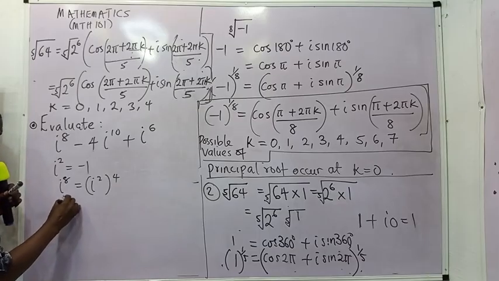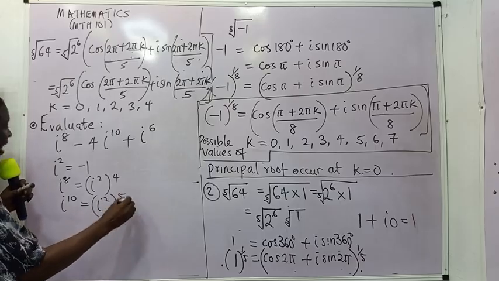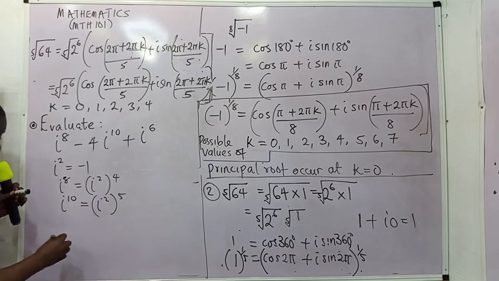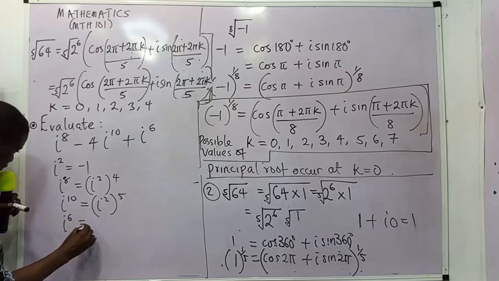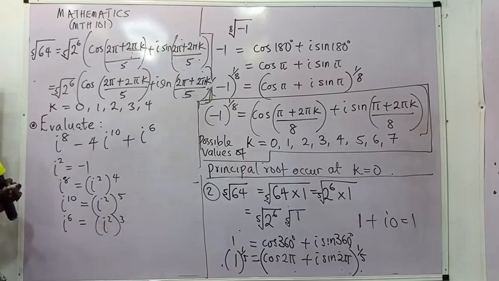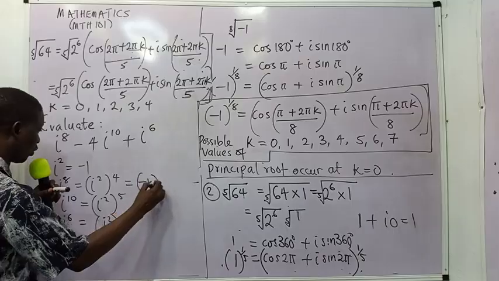Then i raised to the power 10 is the same thing as i squared raised to the power 5, which is correct. i squared is minus 1. So what about i to the power 6? It is i squared raised to the power 3. Still correct. Now what we're going to do is put minus 1 in place of i squared.